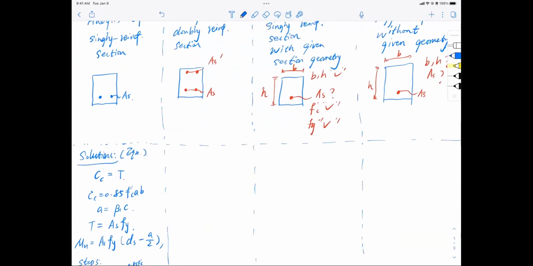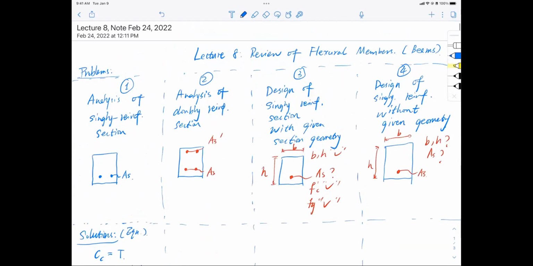Pretty long, eh? So that is whatever we have learned so far about problem number 1, analysis of a singly reinforced section. So it's not too bad, right?